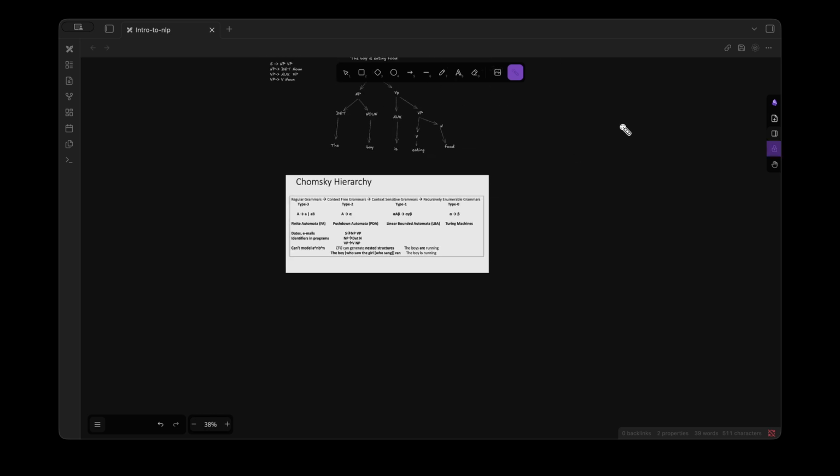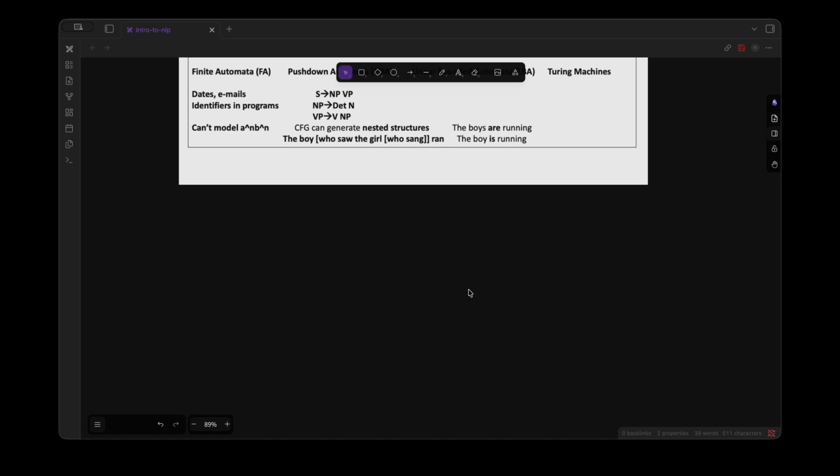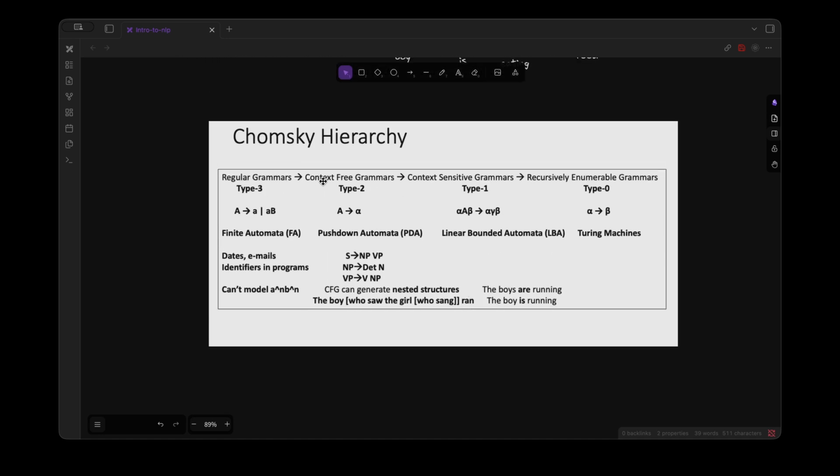So I'm going to make a note here. The first thing we're going to talk about is the Chomsky hierarchy, but I don't think that will be really important, because you're going to use context free grammar. This is not a compiler design class, so you can understand this.